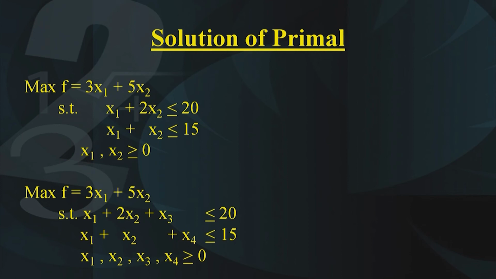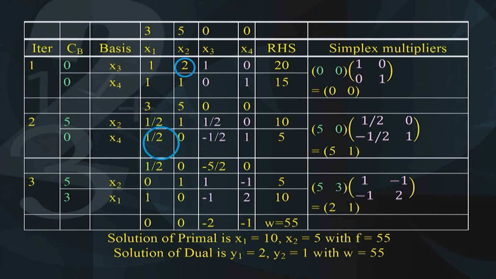We should have x1 plus 2x2 plus x3 is equal to 20. This is not less than, this is equal to. Then x1 plus x2 plus x4 should be equal to 15, because we have added the slack variables x3 and x4. Now, let us look at this simplex table.